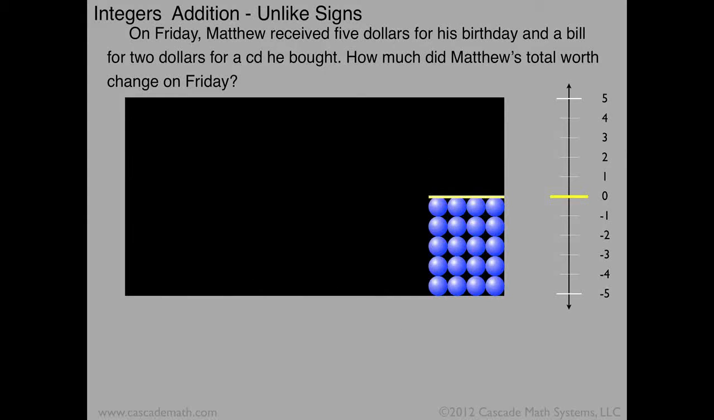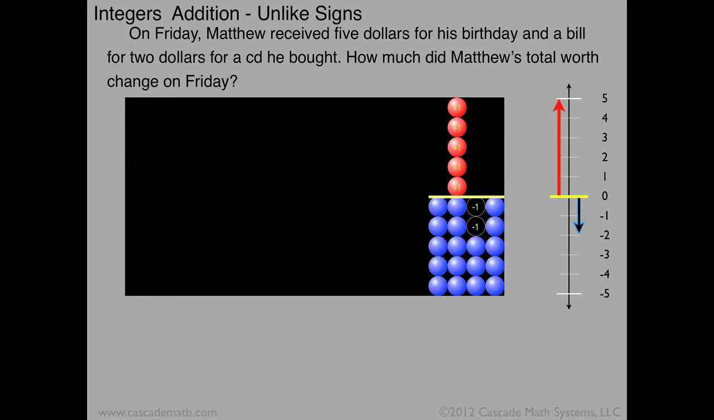Here's how I worked the problem. Since Matthew received $5, I represented this as a positive 5. Positive 1, positive 2, positive 3, positive 4, positive 5. Since Matthew got a bill for $2, I represented this as a negative 2. Negative 1, negative 2.